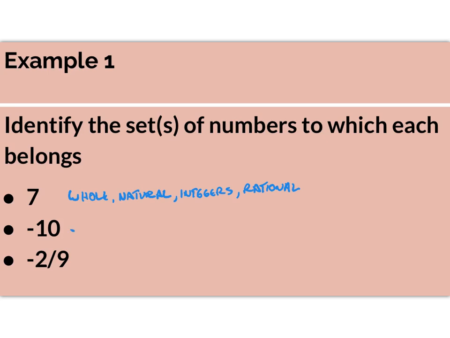A number like -10 fits into integers, and it fits into rational numbers. And I know you're saying, Mr. Walls, I don't see a decimal point or a fraction, but just wait. I'm going to show you. And -2/9. -2/9 is a rational number. That's the smallest group it will fit into. And that's all the groups it will fit into.